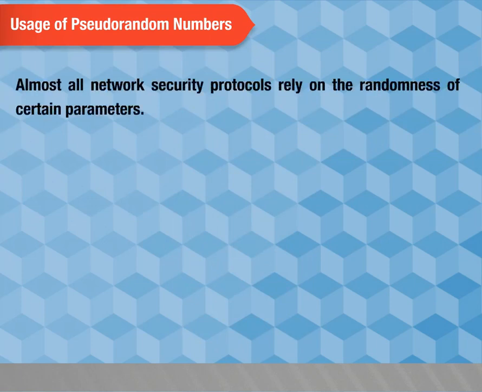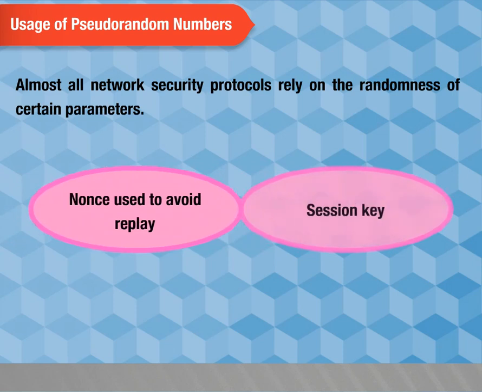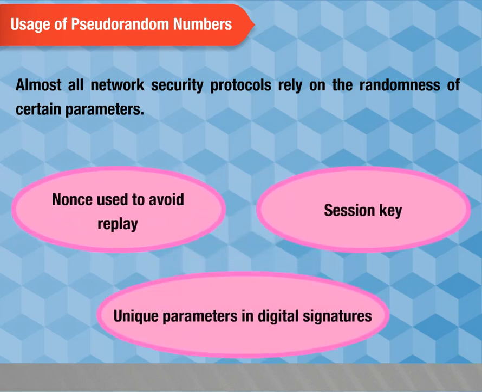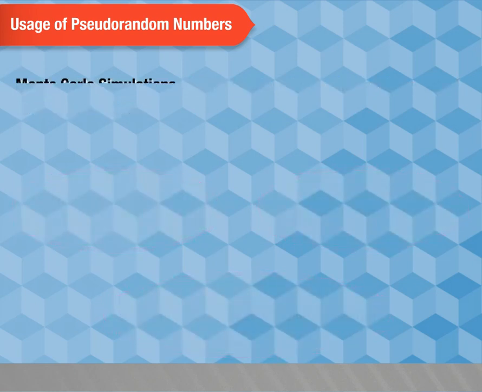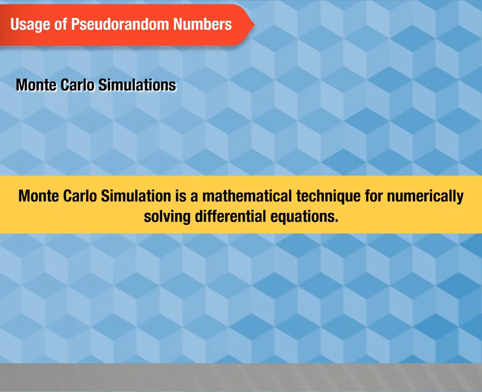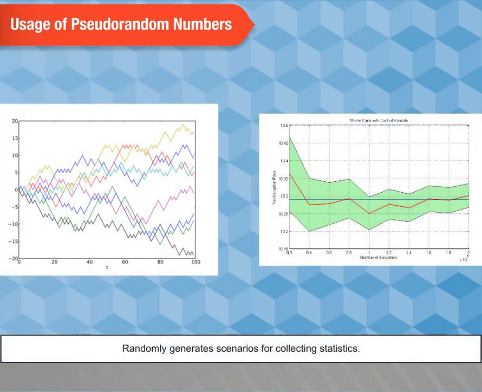Almost all network security protocols rely on the randomness of certain parameters. Nonce used to avoid replay. Session key. Unique parameters in digital signatures. Monte Carlo simulations. Monte Carlo simulation is a mathematical technique for numerically solving differential equations. It randomly generates scenarios for collecting statistics.